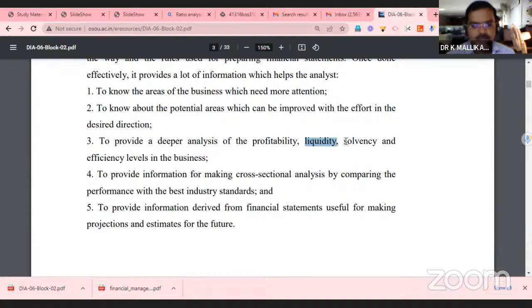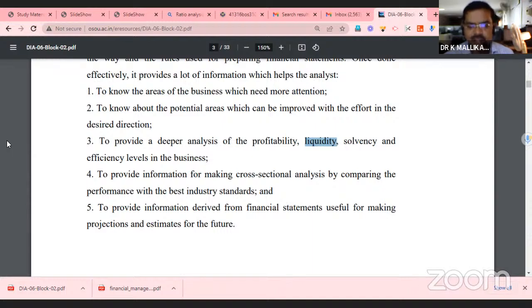cross-sectional analysis by comparing the performance with the best industrial standards. So these ratios are very much useful to compare one company's performance to another company's performance, meaning a competitive company's performance. Or else we can compare one company to the standard, the leader.